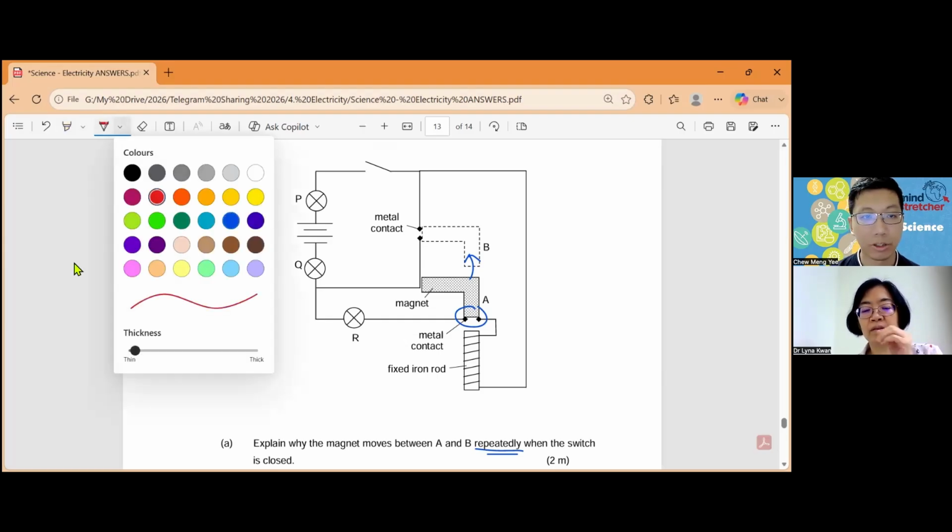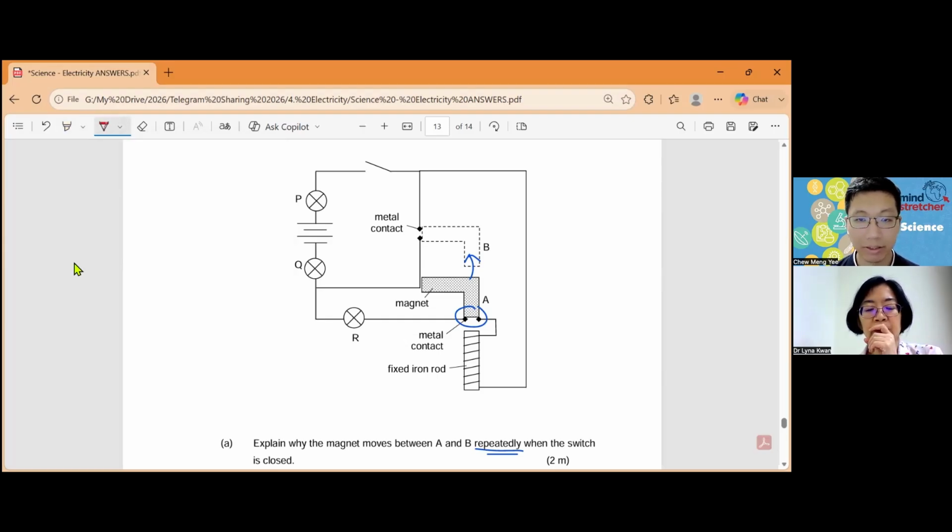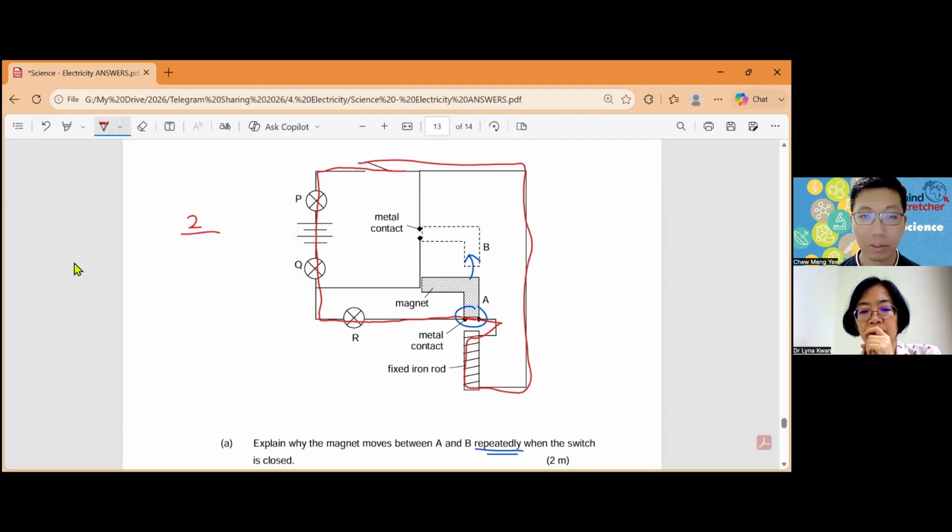At the start, when the magnet is at A, how many light bulbs are there? How many batteries are there? Okay, so this is the initial closed circuit. I just quickly draw it down. So I have two batteries and I have P, Q, and R in series in the same path. So now it's two-third. Two batteries powering three light bulbs.